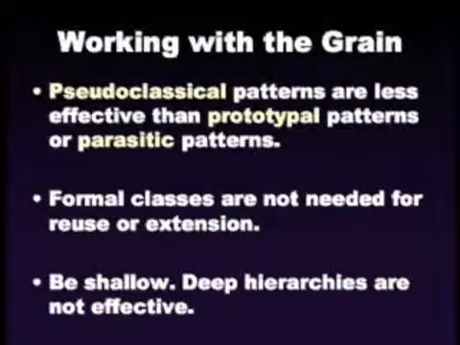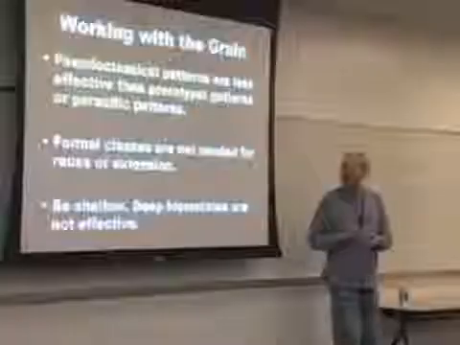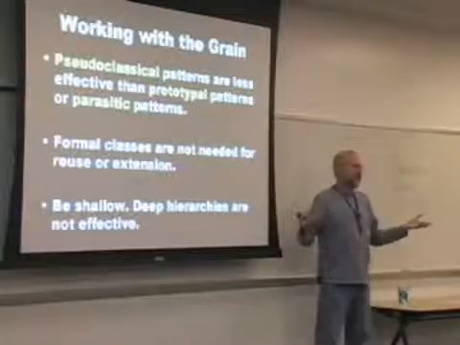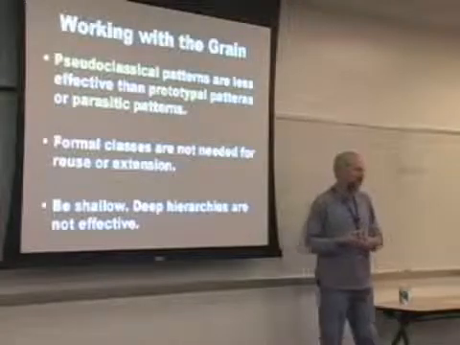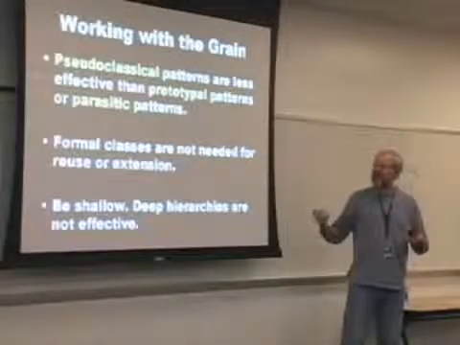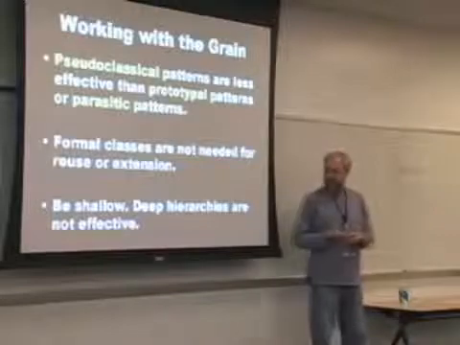So I like working with the grain, trying to discover what the language is really good at, what it really wants to be doing, and then exploring programming patterns which best exploit that. I find that the pseudo-classical pattern that was intended to be built into the language is really less effective than the prototypal patterns or the parasitic patterns. They all start with P. I don't know why that occurred, but they do. We do not need formal classes for reuse or extension.